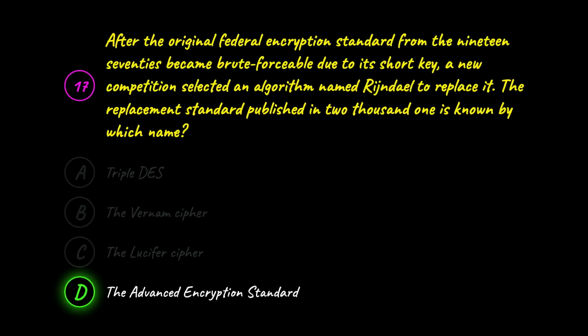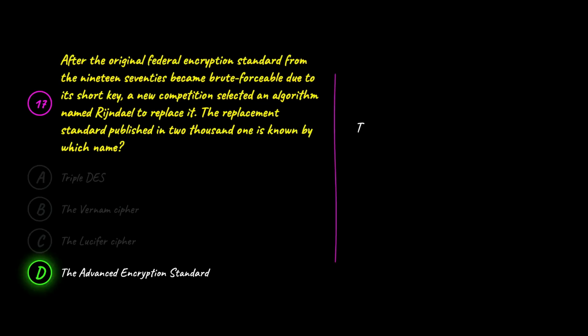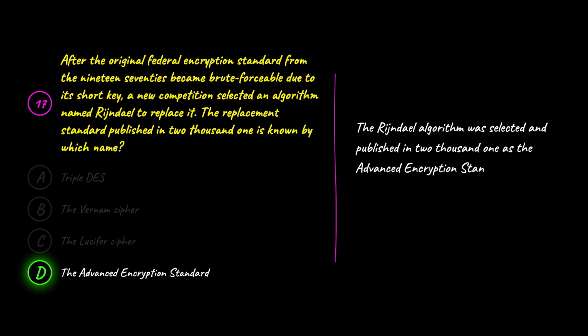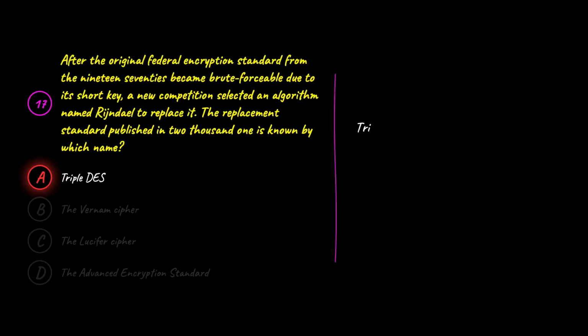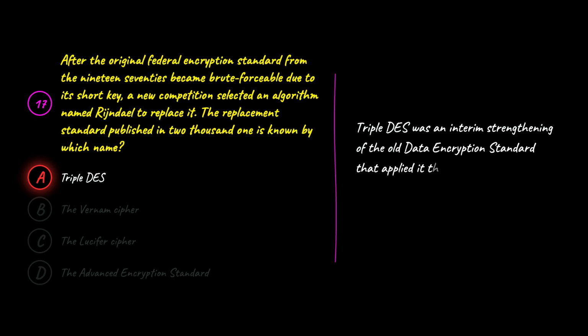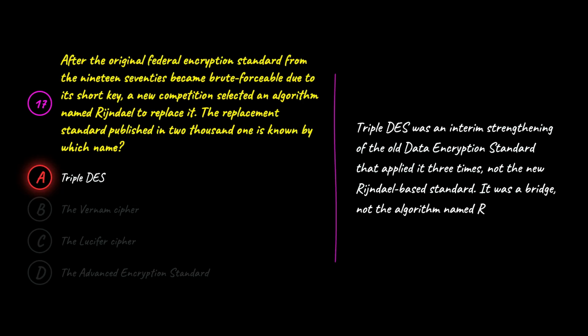The correct answer is D. The Advanced Encryption Standard. D is correct because the Rijndael algorithm was selected and published in 2001 as the Advanced Encryption Standard. It superseded the Data Encryption Standard and its short 56-bit key. A is wrong because Triple DES was an interim strengthening of the old Data Encryption Standard that applied it 3 times, not the new Rijndael-based standard. It was a bridge, not the algorithm named Rijndael.